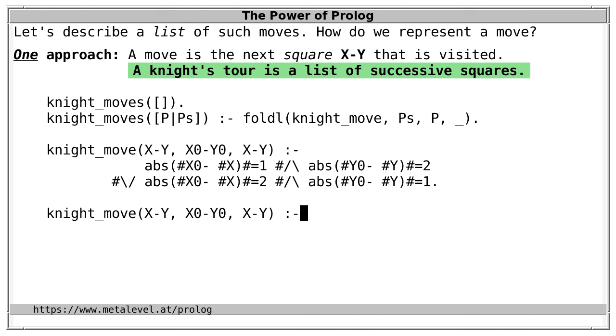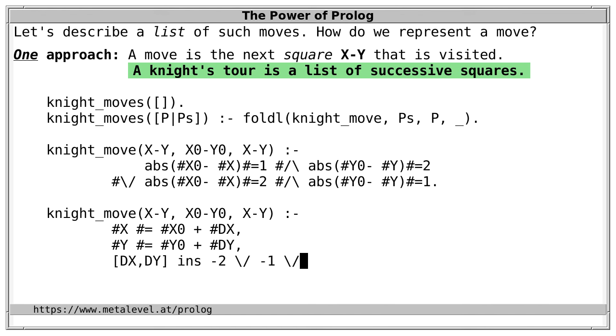We could say this holds if x is x0 plus a distance dx, y is y0 plus a distance dy. These distances, dx and dy, are one of -2, -1, 1 or 2, and finally the absolute distances must sum to 3, because that's how a knight moves. 2 steps ahead and then 1 step aside. So that's a quite different way to express this, even though declaratively the formulations are equivalent. They describe exactly the same set of solutions again, as we can also easily test for a chessboard.